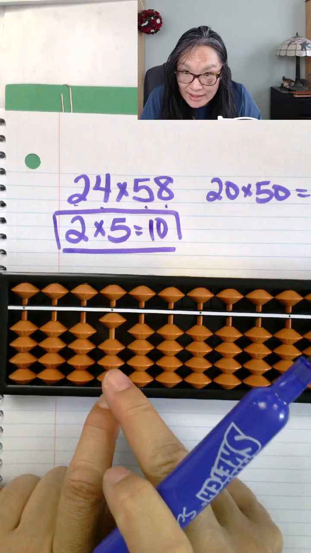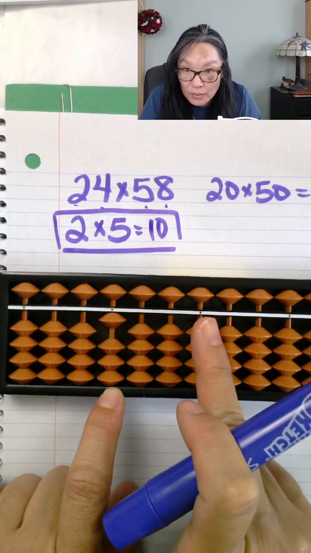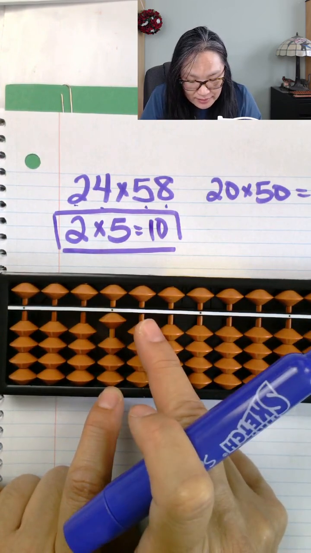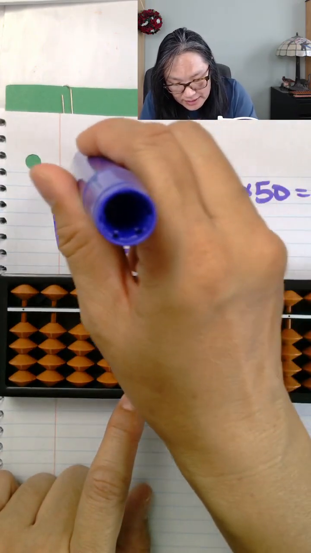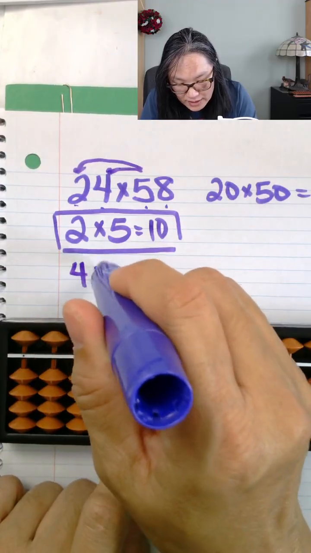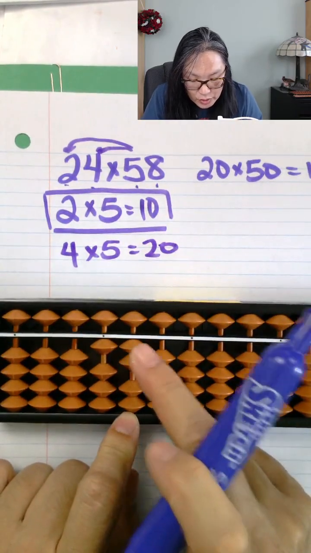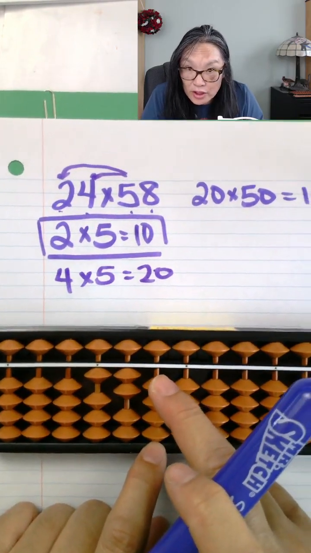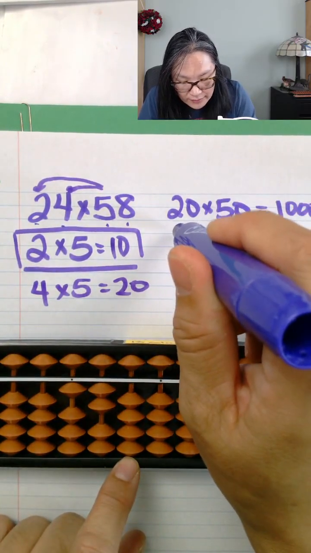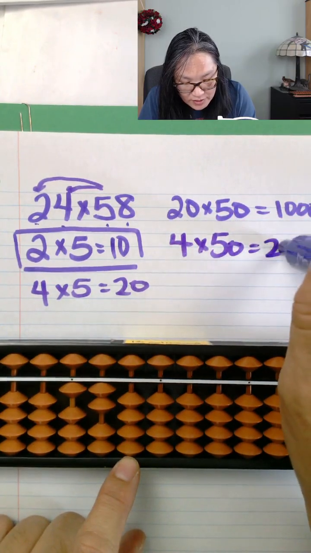But if you notice on the abacus, we already have it as 1,000. How do I know? Because right here is my ones. So when I look, I have my 1 and 0. This is my 10. I did this, and now I do this. So the next one is 4 times 5, which is equal to 20. If I change it to the mainstream, it would be 4 times 50, which is 200.